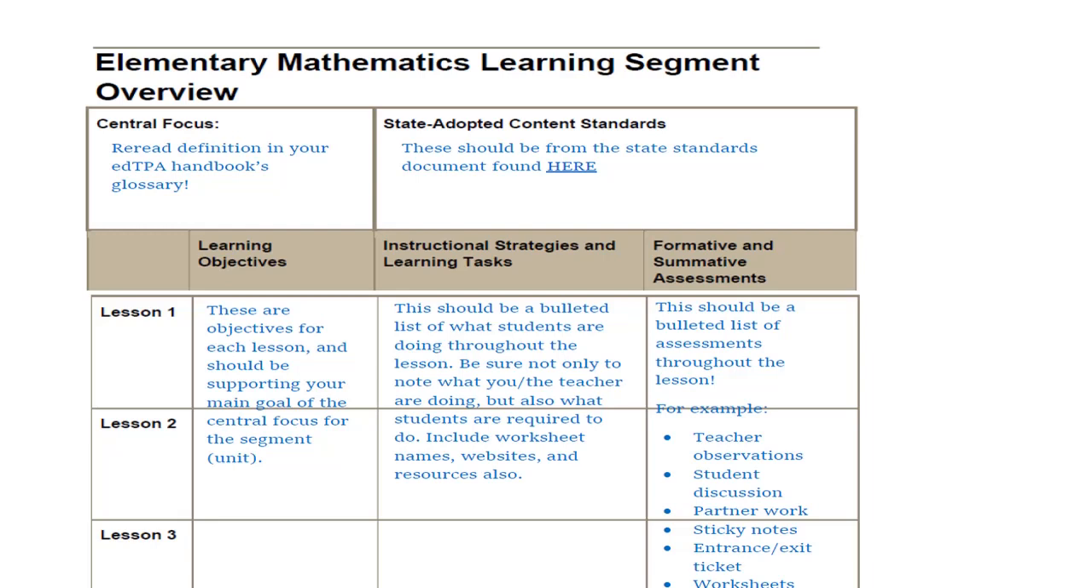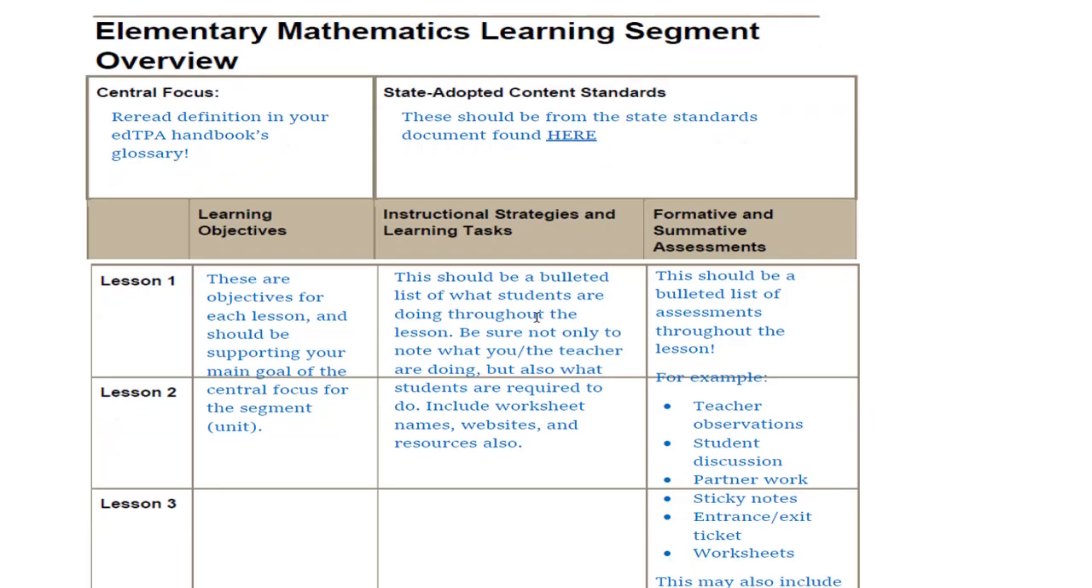For central focus, you should reread your definition from the edTPA Handbook's glossary. It's in the back of the math section. Your state adopted content standards, these again should be from your state standards, and for New York they are linked right there. You do not have to write the annotation for it. You just need to bullet the standards.